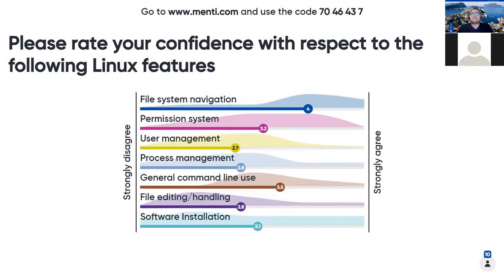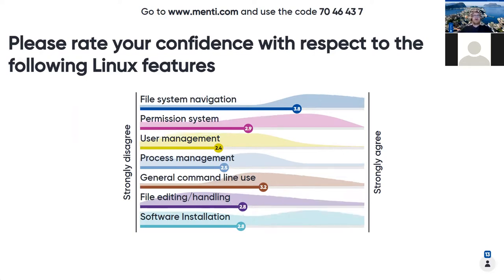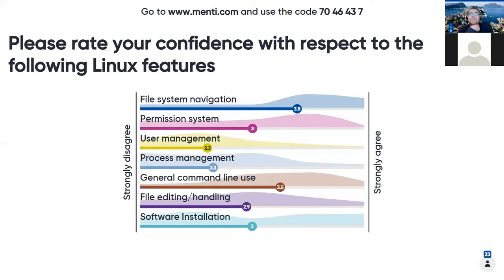Let's see how it emerges. Permissions is something you have extensively, it seems, learned about, which is cool. User management, less so, doesn't matter too much anyway. Process management, wow, general command line use, okay. File handling, it seems like people are largely on track, because those two aspects that are moderate, like user management and process management, are not that central.